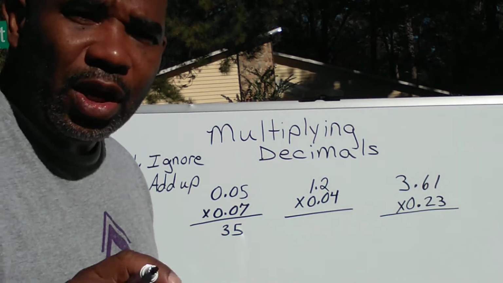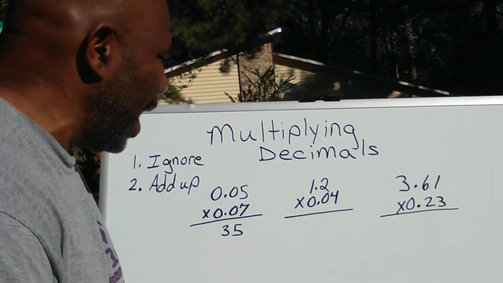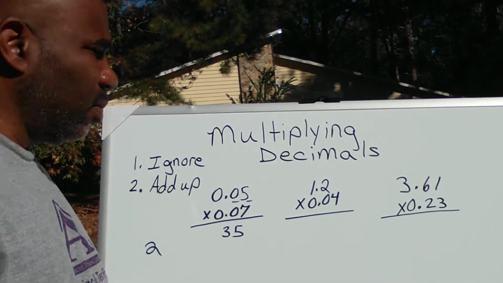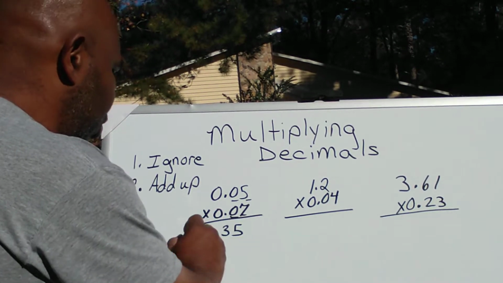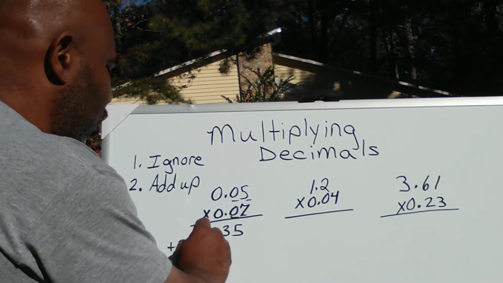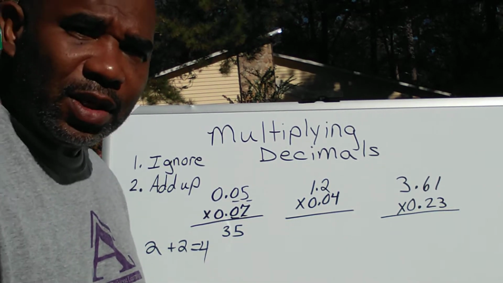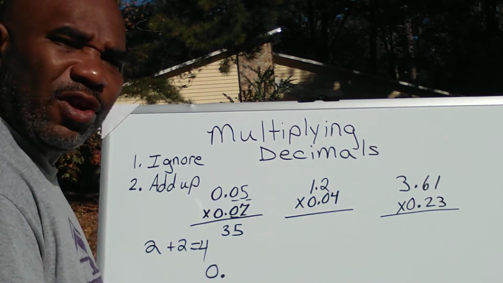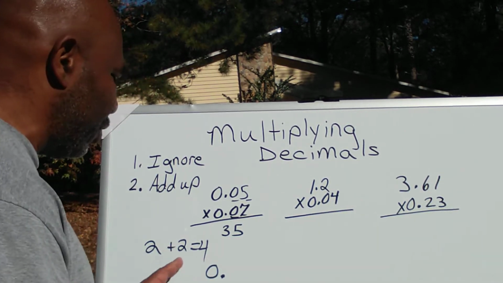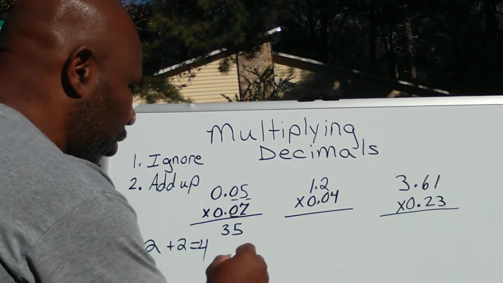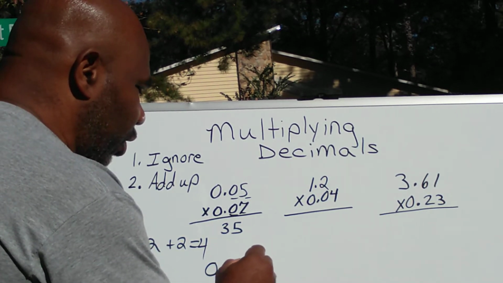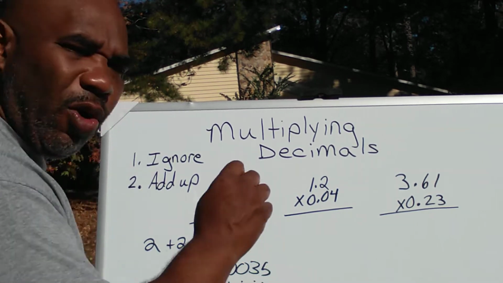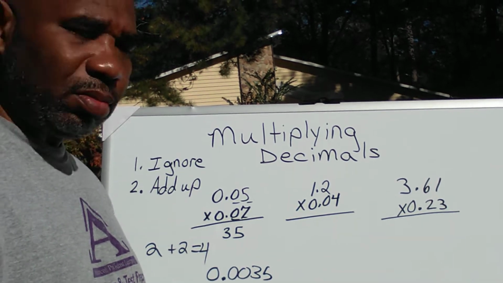Add up what? We're going to count the number of decimal places that each one has. This one has 1, 2, so that's 2 plus 1, 2, 2, so we have a total of 4 decimal places. Now we're going to write our answer as 0, and we have to have 4 decimal places after the decimal, so 35 becomes 0.0035. We have 1, 2, 3, 4 places after the decimal.